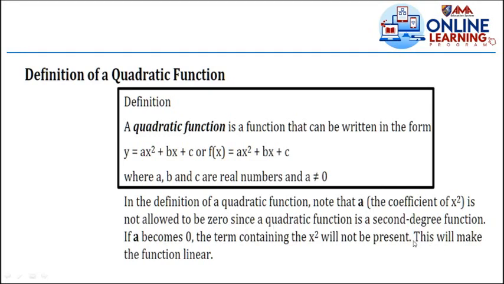Since a quadratic function is a second degree function, if a becomes 0, the term containing the x squared will not be present. This will make the function linear. So when a becomes 0, what's left will be bx plus c. That is now the equation of a linear function. It's already a first degree equation.